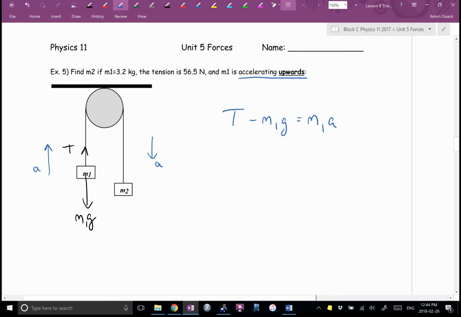Now, why is that handy? I already know tension. They gave it to me. I can find the acceleration. The only other way I can do this question, Mateo, is I can give you the acceleration. You're going to find tension. But I need tension and I need acceleration before I can find mass 2.